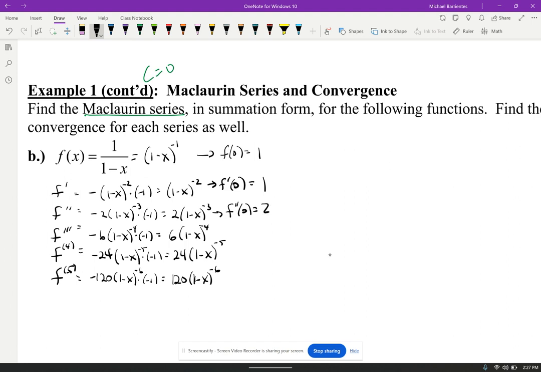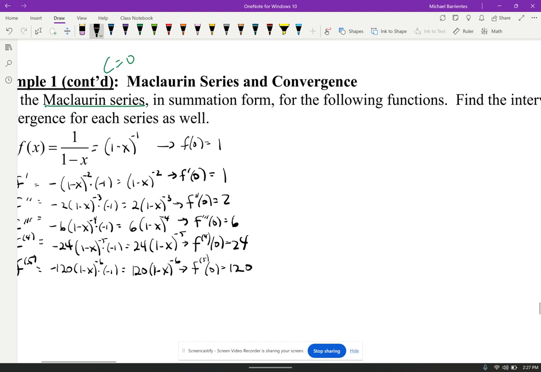So then this is just 2. The third derivative is 6. The fourth derivative is 24. The fifth derivative is 120. Because 1 minus x to the any power, when I substitute 0, is just going to be 1. Oh, well, that turns out to be nice. Great. So now let's see how this is going to look when I write it out.